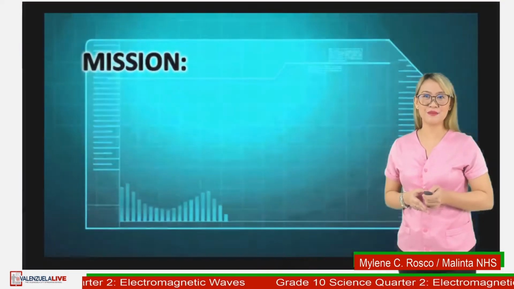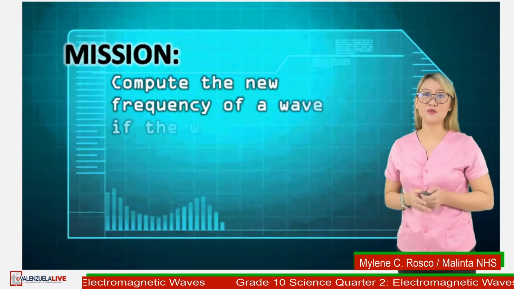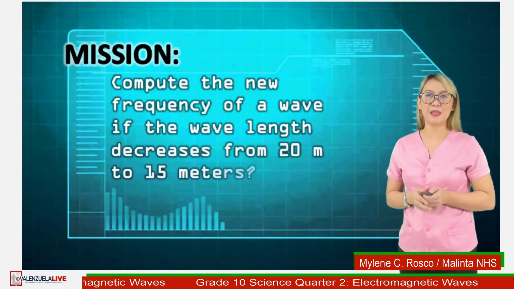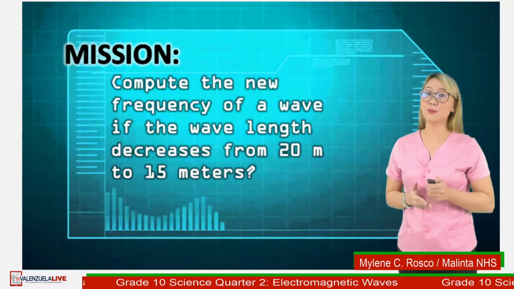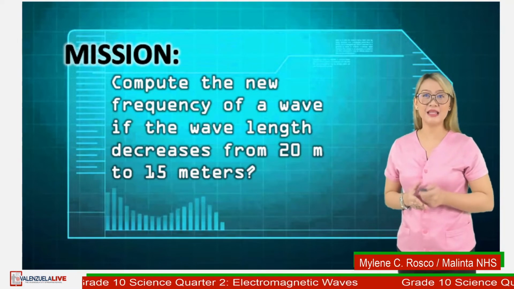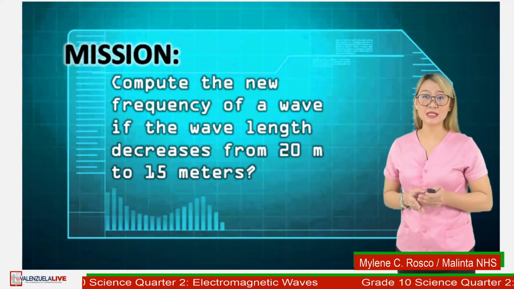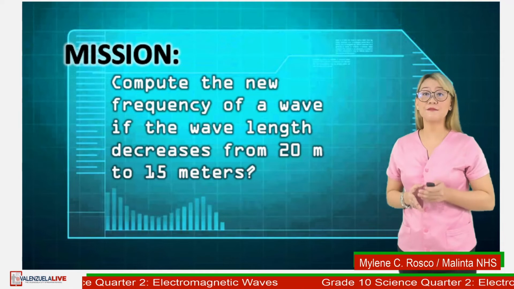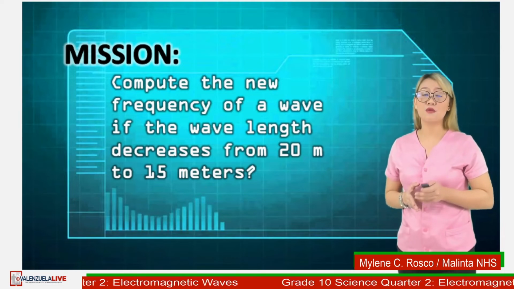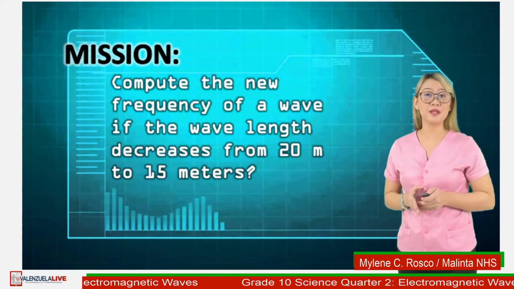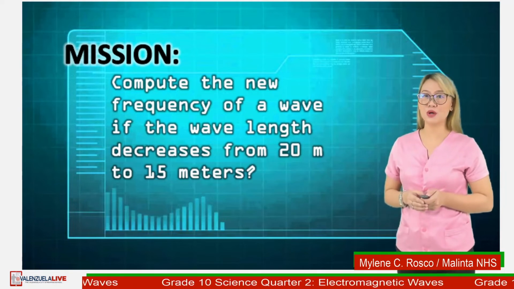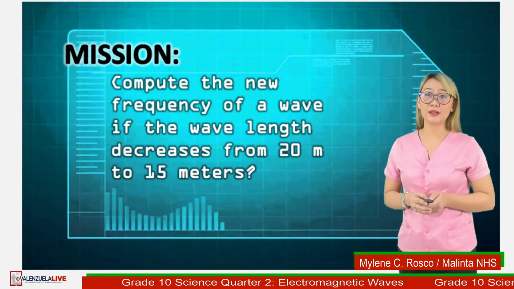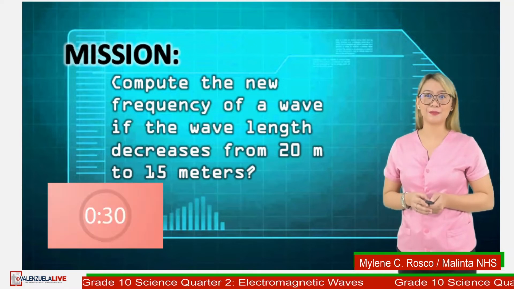Your third mission is to compute for the frequency of a wave if the wavelength decreases from 20 meters to 15 meters. You will be given 30 seconds to solve the frequency. Your timer starts now.